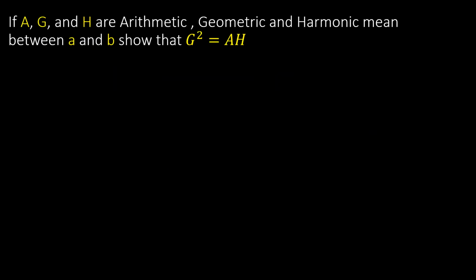Okay, so here it says that if we have A, G and H to be the arithmetic, geometric and harmonic means between a and b, then we have to show that G square is equal to the product of the arithmetic mean and the harmonic mean between the numbers. Okay, so we know that G is plus minus under root ab, A is a plus b over 2, and H is 2ab over a plus b.